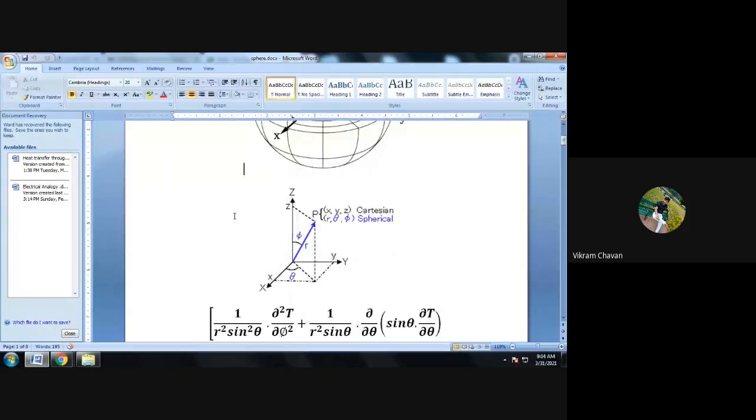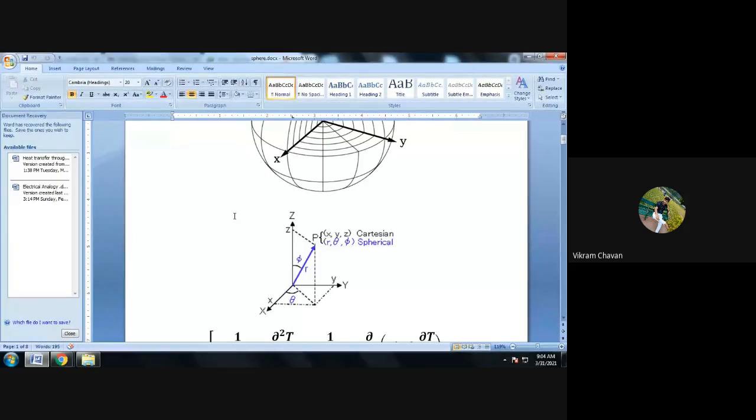In the last lecture we also discussed how one can locate a point in a sphere. The coordinates required in a spherical coordinate system are r, theta and phi. r is the distance from the center of the sphere. A sphere has only one center, and the distance from the sphere center to that particular point is considered as the r coordinate.